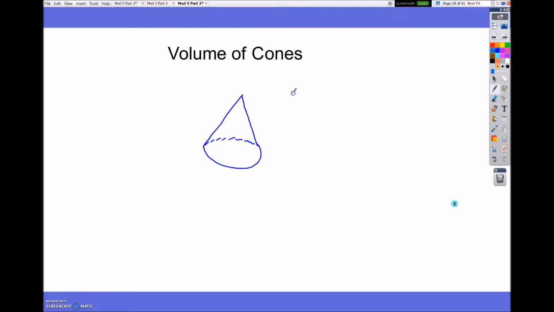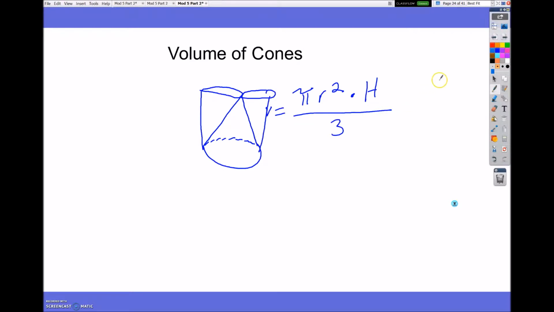So the formula for this is pi r squared times the height. So that's similar to the cylinder. Now the difference between a cylinder and a cone is we're going to divide by 3. And this is the volume for a cone. If you look at it too, if we put 3 cones next to each other, it would look like a cylinder. Okay, so that's a little rough draft of what it looks like.